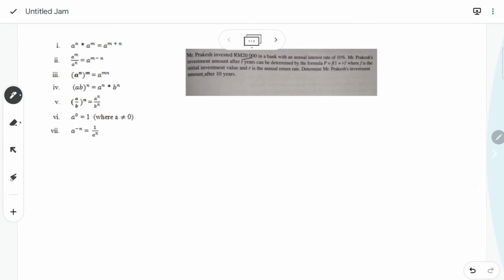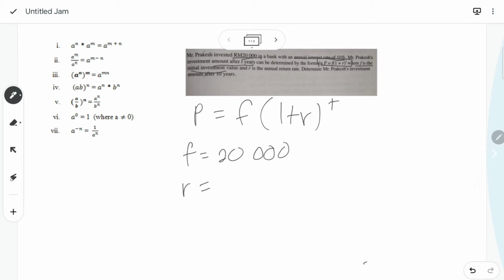So Mr. Prakash invested 20,000 ringgit, annual interest rate 10%, amount after 30 years, and this is the formula that they have given. For this kind of question, you just need to use the formula that they have given to you. The initial investment is 20,000 ringgit. The R, which is the annual return rate, is 10%, so 0.1, and the T or the years is 10 years because the question asks for 10 years. So the question can be either they ask for the annual return rate or probably the initial investment.